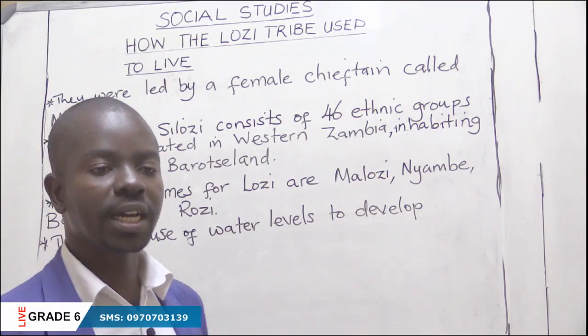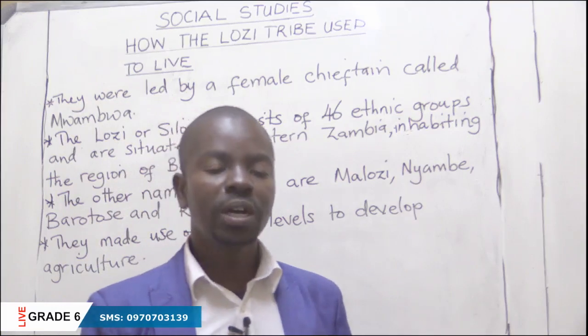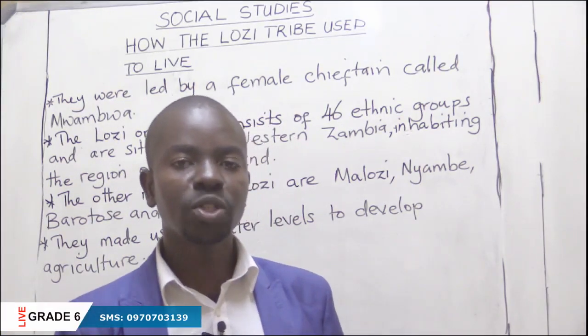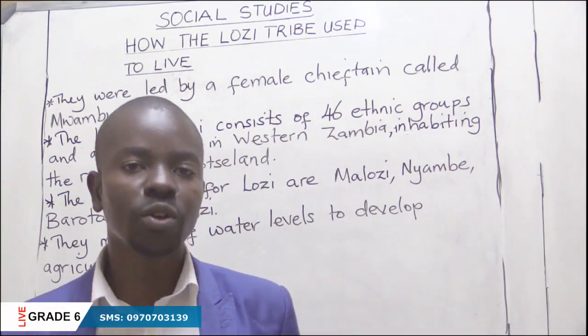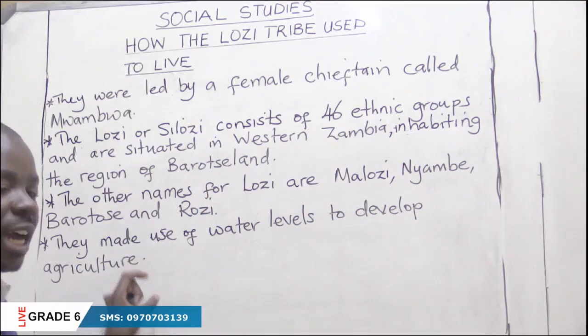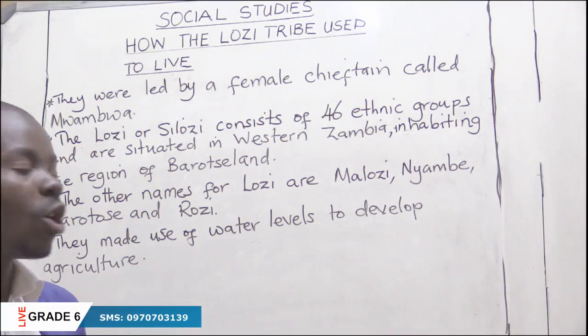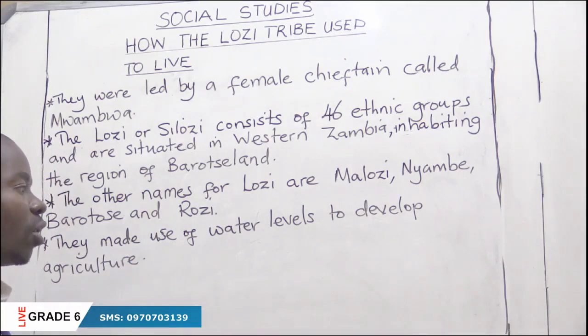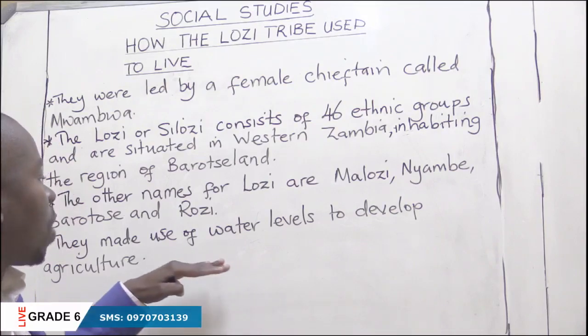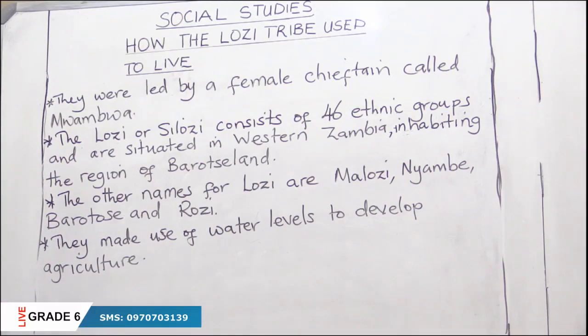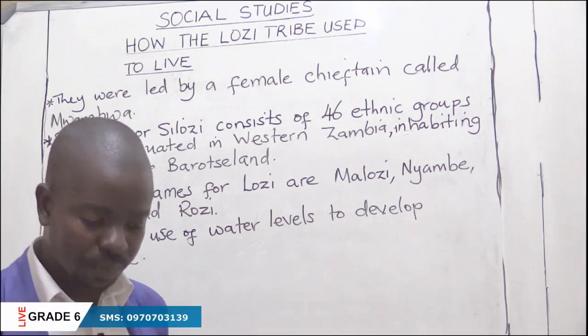Boys and girls, you must understand that most of the Lozi people who are found in Western Province are involved in agriculture. Why? Because of the fertile soils found along the Zambezi River. The Zambezi River deposits fertile soils which help the Lozi people to grow their crops.